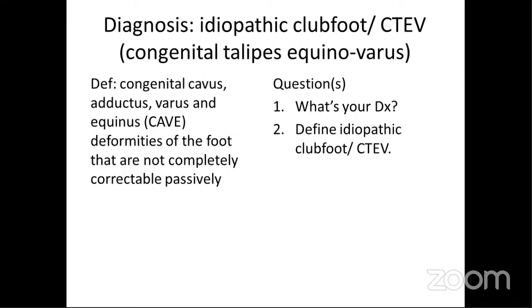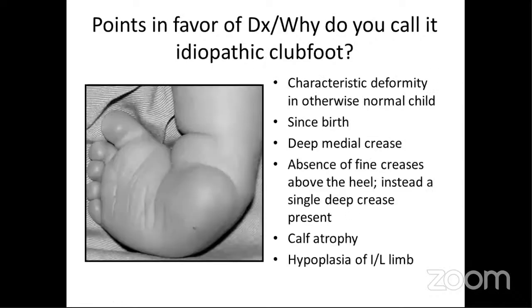So, diagnosis. Once you have examined and imaged the foot, the next question asked in the exam will be, what is your diagnosis? Or when you have said your diagnosis, they may ask you, what is an idiopathic clubfoot or a CTEV? There are many prevalent definitions. This is a definition which is simple and easy to remember, and it covers almost all aspects of idiopathic clubfoot. That is the congenital cavus, adductus, varus, and equinus deformity of the foot, which is not completely corrected passively. So it is a non-controversial definition, and it covers all aspects of an idiopathic clubfoot.